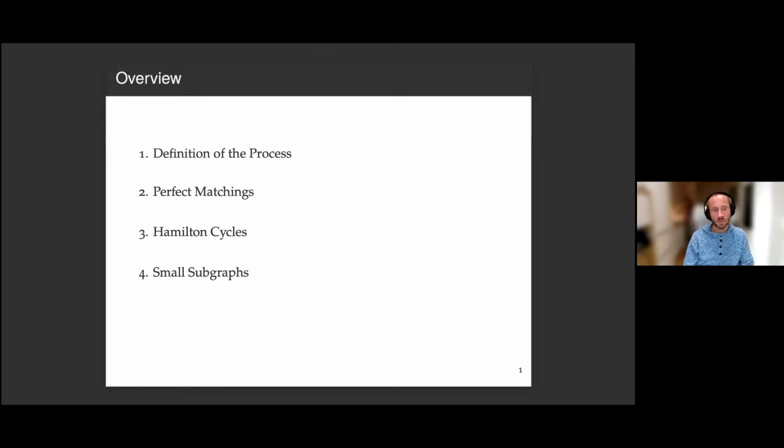So indeed, I'll be talking about the semi-random process, and it's joint work with various people. Maybe when the time comes, I'll mention the respective groups. Of course, I need to tell you how the process goes, and then look at three different aspects: finding perfect matchings, finding Hamilton cycles, and creating small subgraphs.